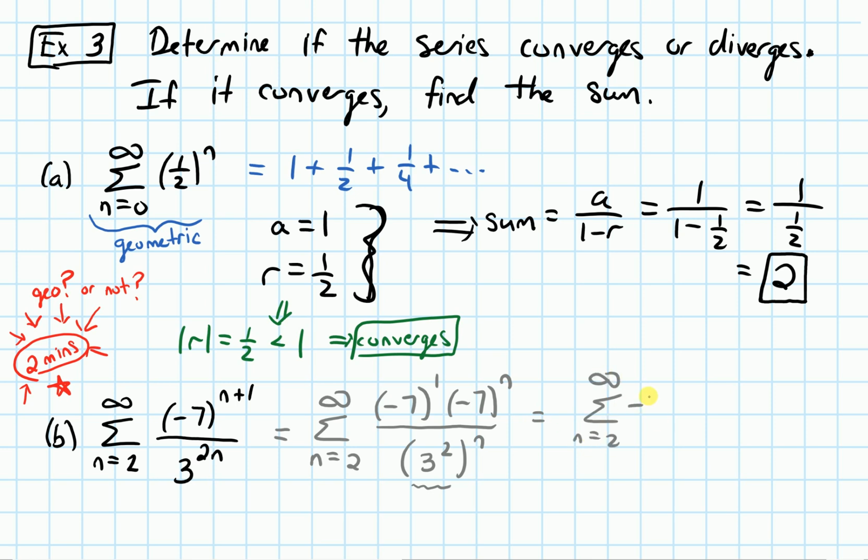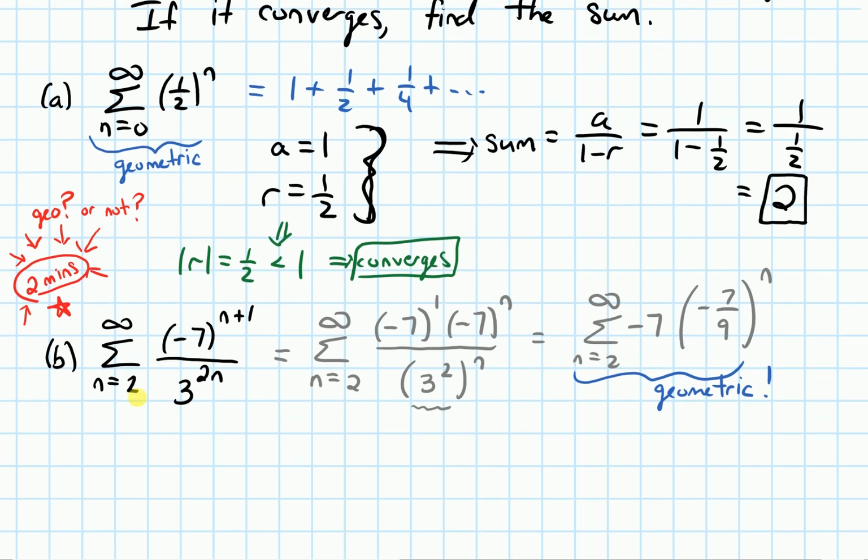We have this -7, and then something to the n power. I can combine the -7 to the n, and this 9 to the n on the bottom, into a single fraction. So -7 over 9 to the n power. And now this actually looks like a geometric series. So that's great. That's going to make our work easier. Okay, so we know how to handle geometric series.